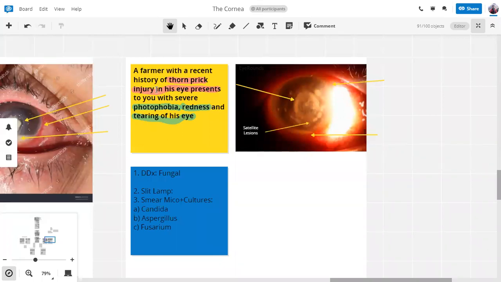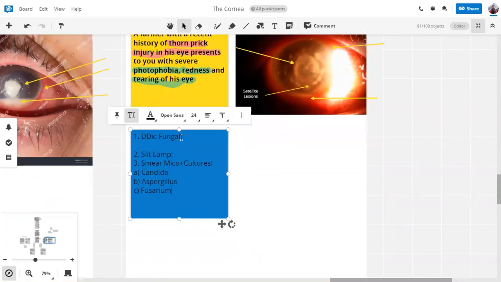Other than the thorn prick injury, the patient can also present in situations when they are immunocompromised or the local immunity is decreased. Which drugs cause a decrease in immunity? NSAIDs? Steroids. NSAIDs do not decrease immunity; they decrease inflammation. You know that steroids decrease neutrophilic infiltration.